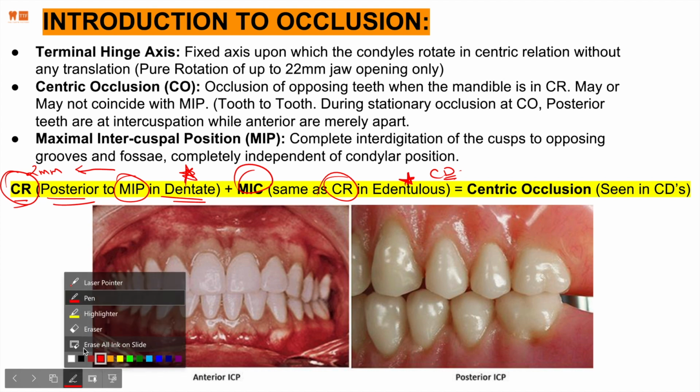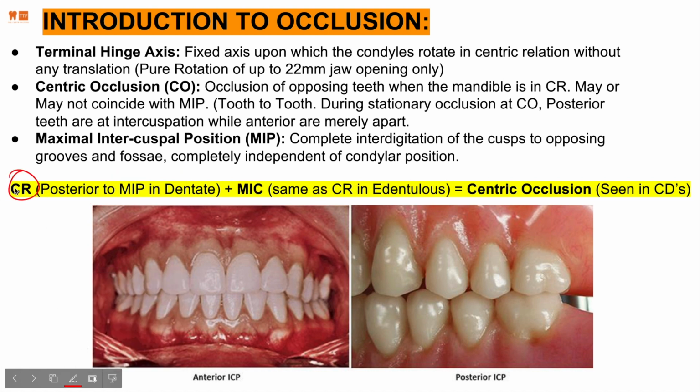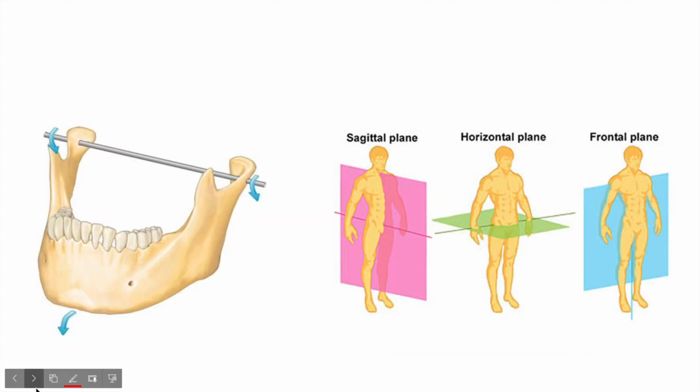So that's what the brackets are saying. The centric relation is posterior to maximum intercuspation in people with teeth. Maximum intercuspation has to be the same as CR in edentulous patients. However, when you put CR and maximum intercuspation together, that's when you get centric occlusion. Hopefully this slide is very clear, you guys.